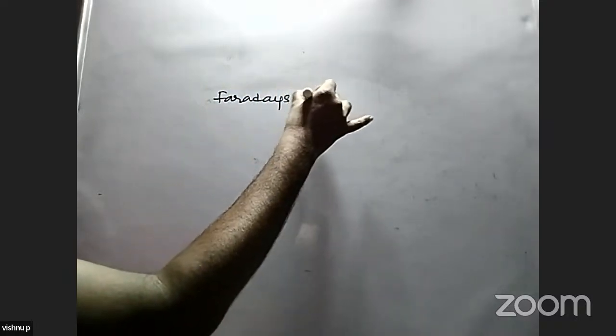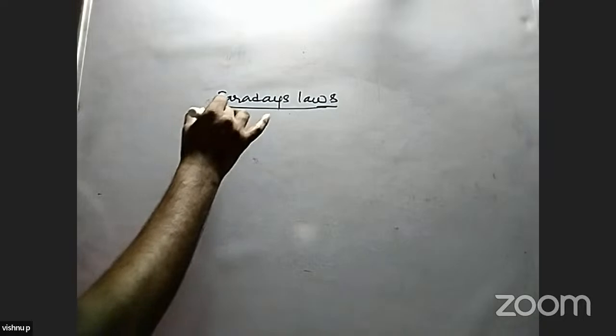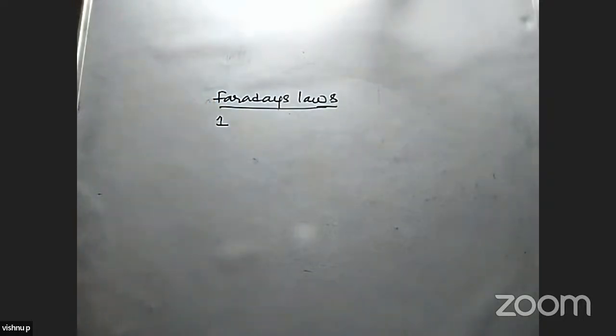Next, after that we'll start with Faraday's laws. What is Faraday's law? Faraday's law explains the quantitative analysis of electrolytic products. The amount of product evolved at a cathode or anode by using electricity is explained by Faraday's laws. So first we start with the first Faraday law.